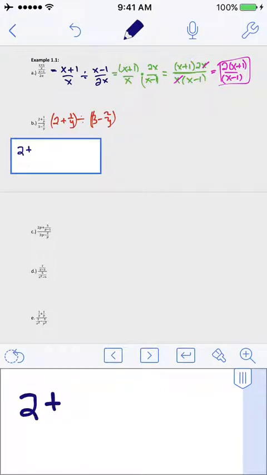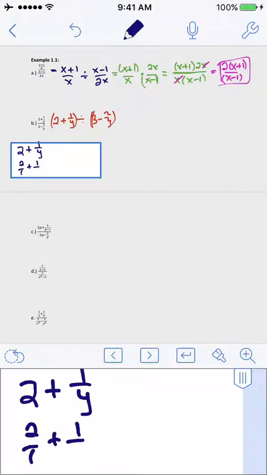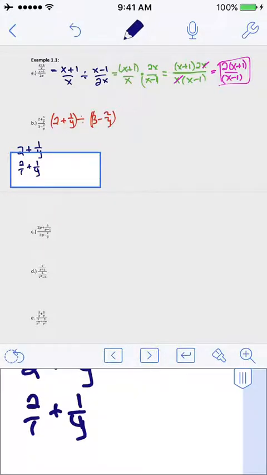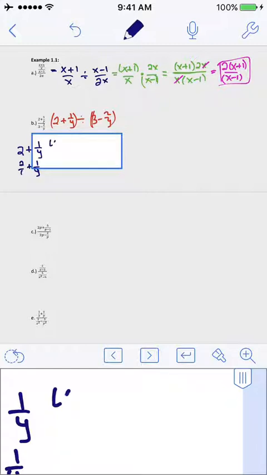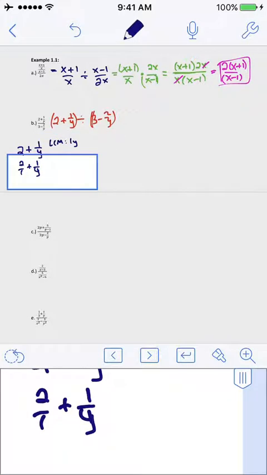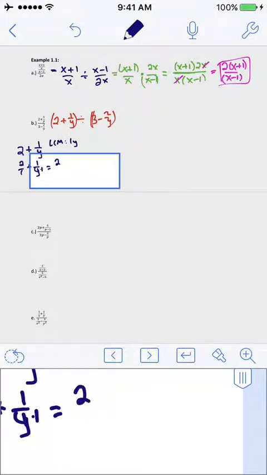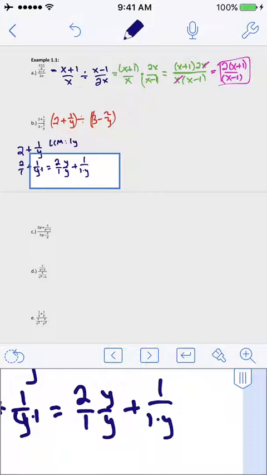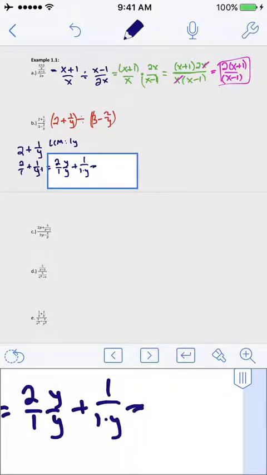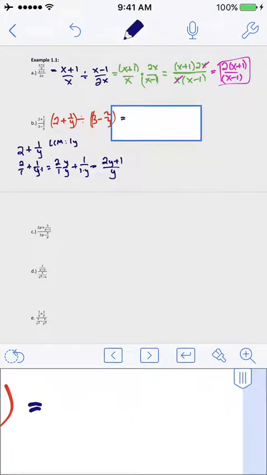I have 2 plus 1 over y. Well, remember that 2 plus 1 over y is the same thing as 2 over 1 plus 1 over y, right? Any whole number is the same thing as that over itself. My LCM here is 1y, right? And so here I have everything, but in the first one I'm going to need a y. So I'll multiply the first one by 2 over 1 times y over y, plus 1 over y times 1 over 1. And I end up with 2y plus 1 over y. So that's my new fraction here. 2y plus 1 over y divided by.